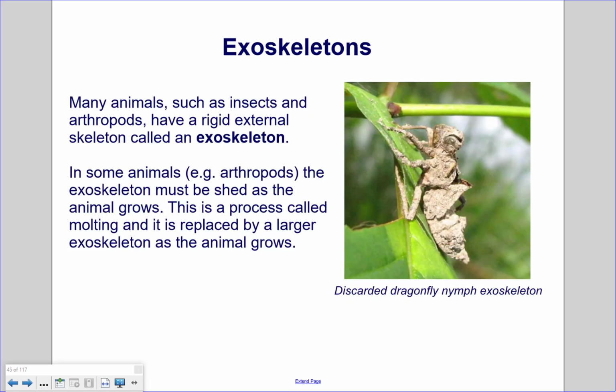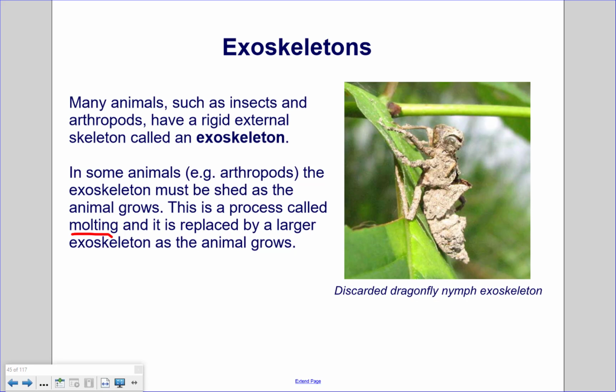Exoskeletons. Many animals, such as insects and arthropods, have a rigid external skeleton called an exoskeleton. In some animals, for example arthropods, the exoskeleton must be shed as the animal grows. This is a process called molting, and it is replaced by a larger exoskeleton as the animal grows.